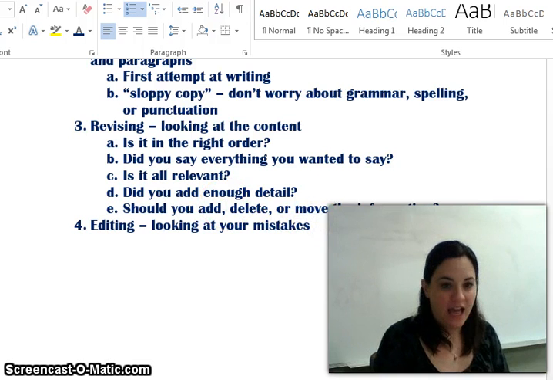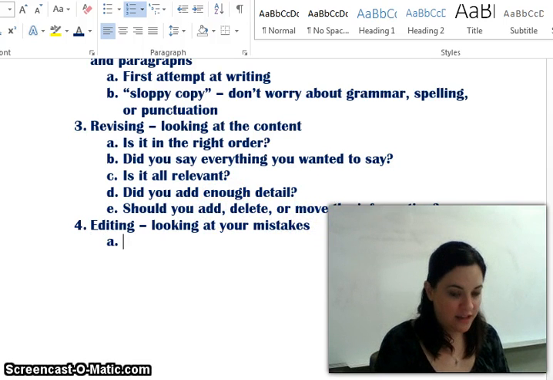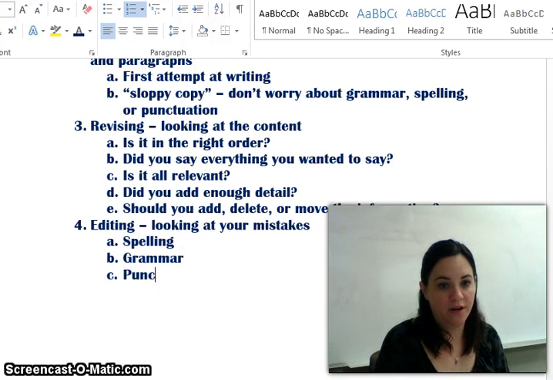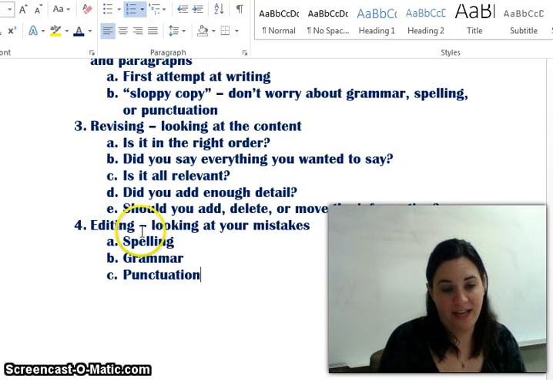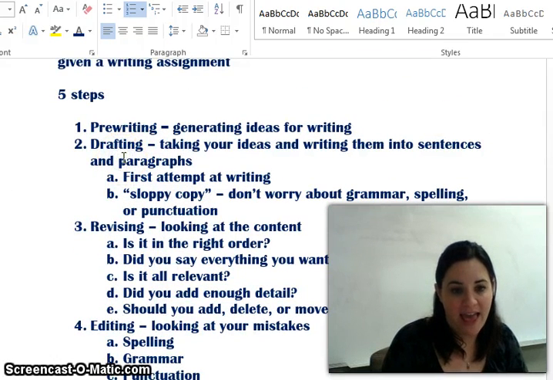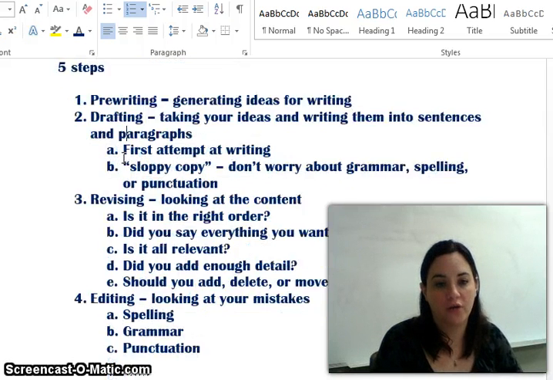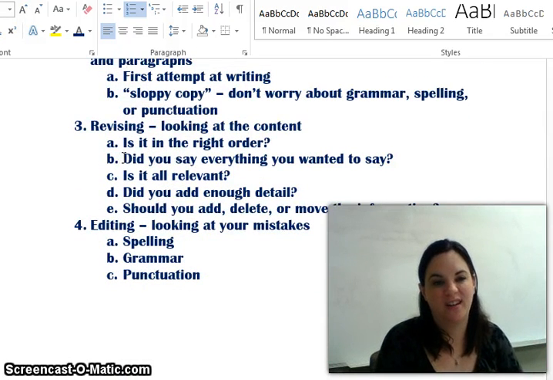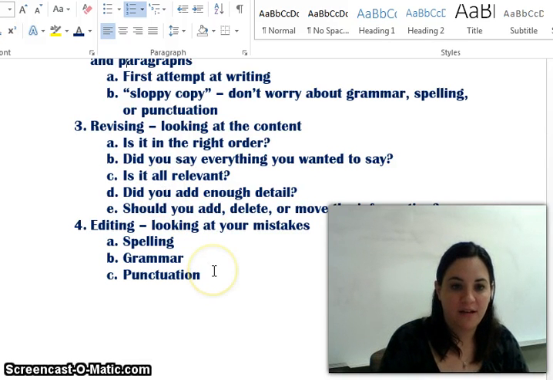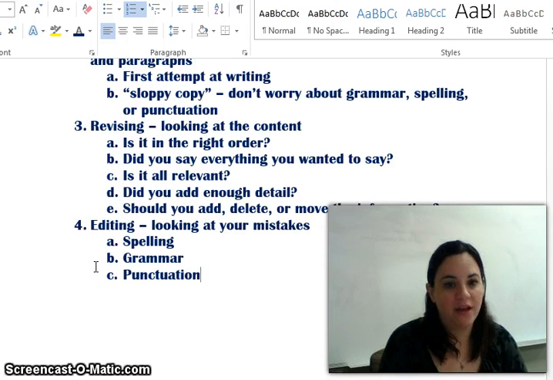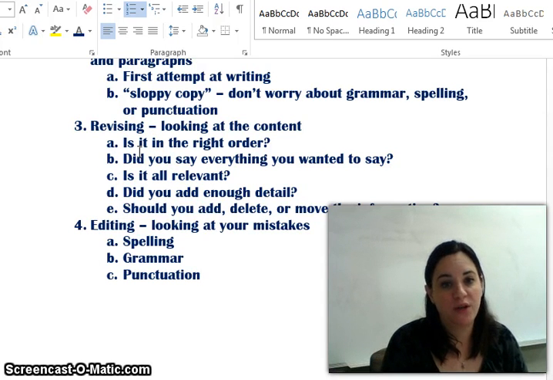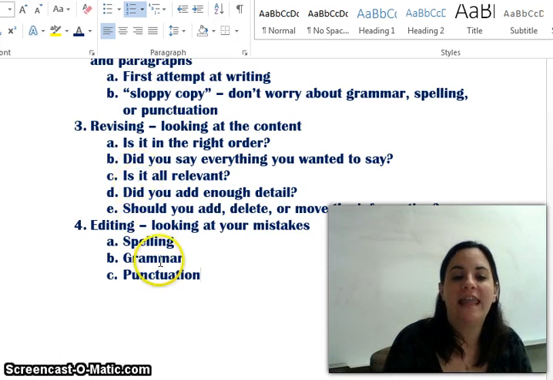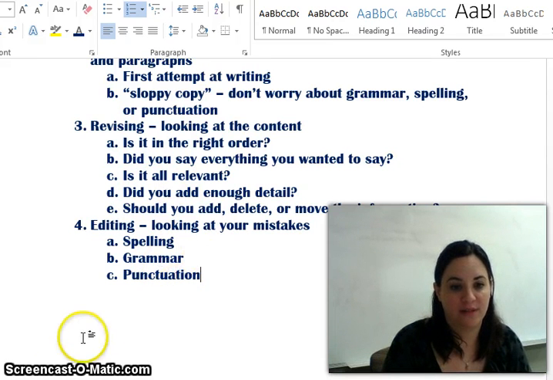Then we have editing. Editing is looking at your mistakes. This means you're looking at your spelling, your grammar, and your punctuation. Now, a lot of students tend to do steps 3 and 4 together. They write their draft, and then they give the entire draft one look over, looking for their spelling, grammar, and punctuation, looking at their content, and then they turn it in. The problem with that is that if you're trying to look at your content and your mistakes at the same time, you're never going to catch everything. You should always look at content first, continuing to ignore your grammar, spelling, and punctuation, and then do a second read through looking for these little mistakes.